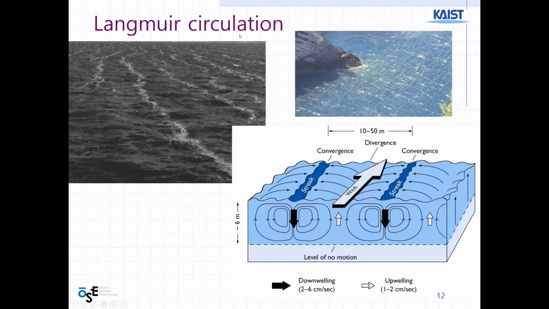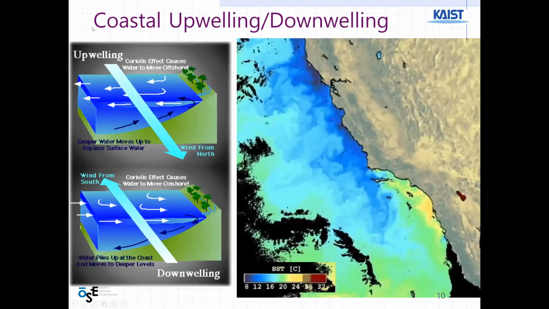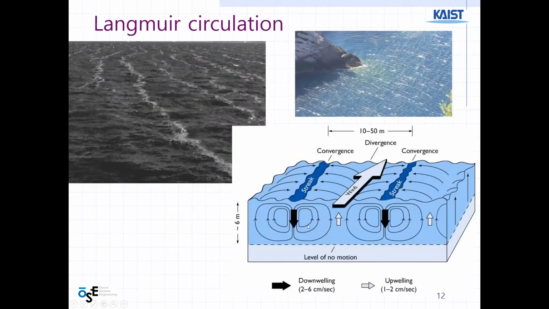And Langmuir circulation is about wind moving here, and then some turbulent flows are generated. The difference from the Ekman spiral is that it is more shallow, only 6 meters. As wind moves here, water moves in this direction.